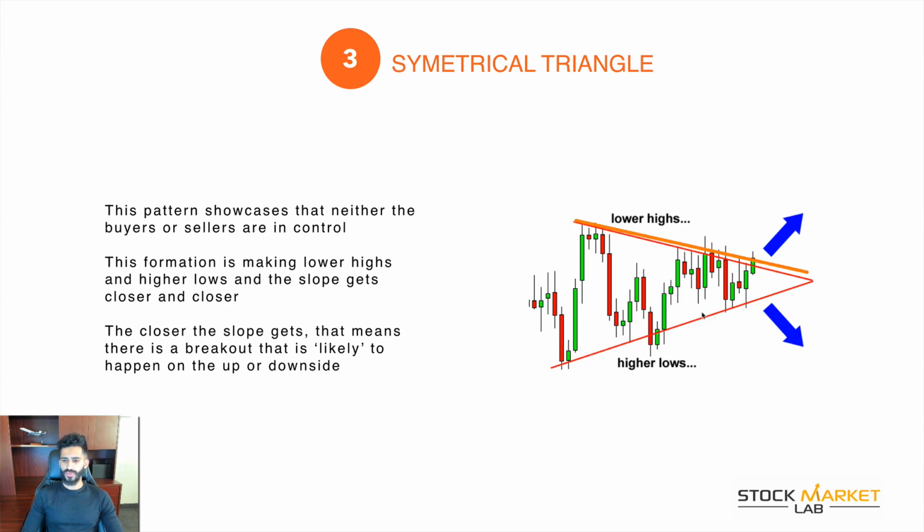It forms a slope-like formation where the range gets tighter and tighter. You can notice the range is getting tighter and tighter. As the range gets tighter, at times there's a possibility that the stock either goes up or goes down. Let's look at an example.